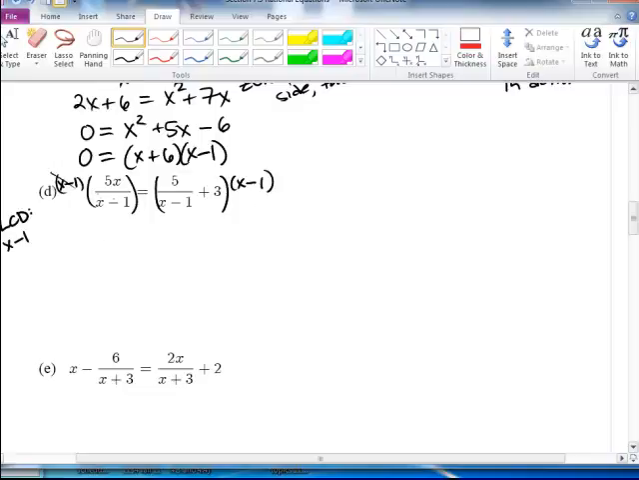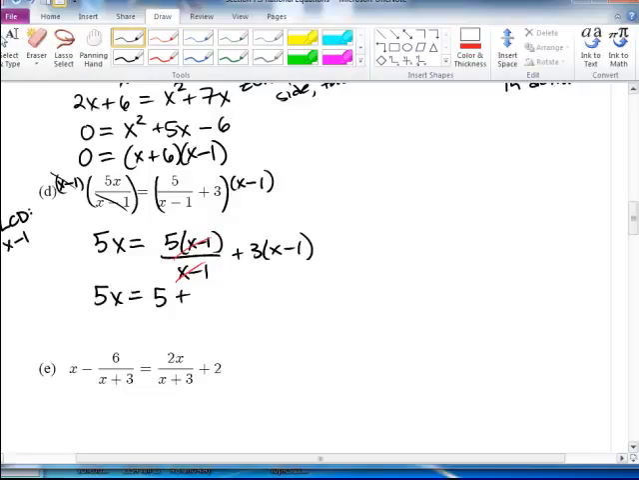On the left we'll just cancel the x minus 1 factors, so we'll just have 5x equals 5x minus 1 over x minus 1 plus 3 times the quantity x minus 1. So here we can reduce those. So we're left with 5x equals 5 plus 3x minus 3, linear. So we can get the x's on one side and the constants on the other. If I subtract 3x, that'll give me 2x equals 2, which means x equals 1.